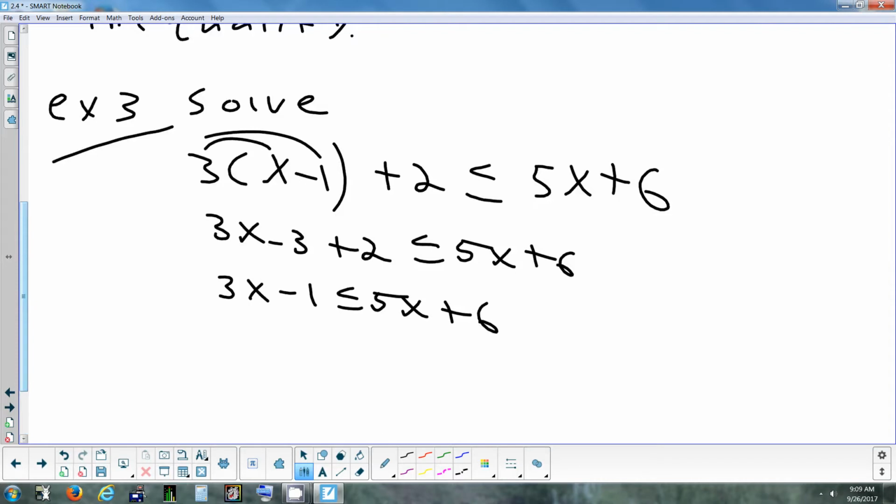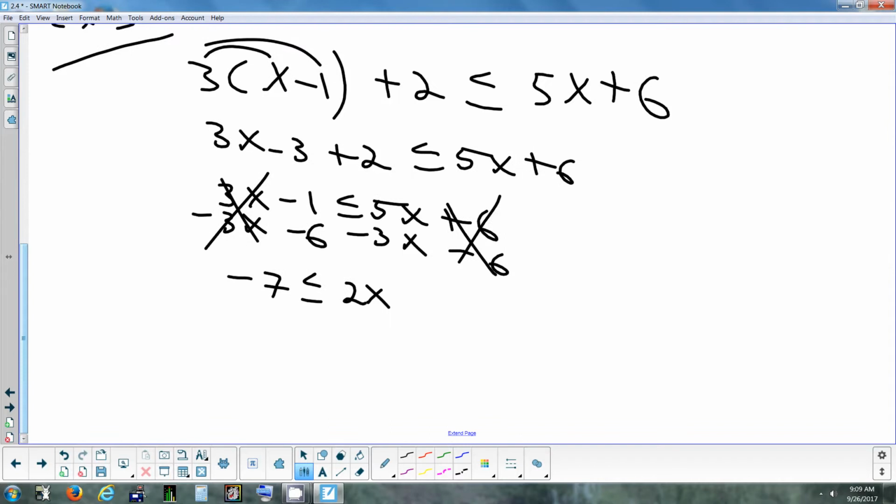Now, in this step, if I want to avoid a negative in front of x, what side should I put my x's on? The right. Yeah, I would put them on the right side. So how would you move the 3x to the right? Subtract. And if we're going to put the x's on the right, let's move everything else to the left. That's not an x. So that's going to give me -7 is less than or equal to 2x.